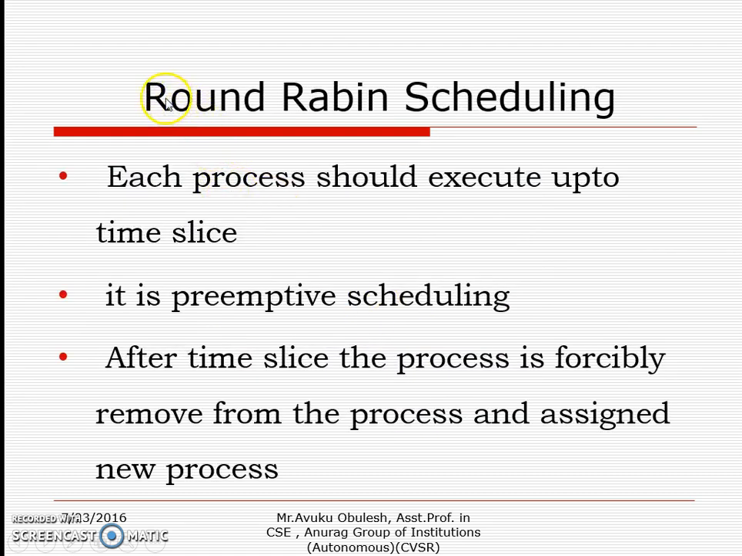The fourth one, very important, is round-robin scheduling. Most of the modern operating systems use the round-robin scheduling algorithm. Here there should be a time slice, meaning each and every process is executed up to a particular time slice only. After that time slice, the process is forcibly removed from the CPU. Then another process will start execution. It is a preemptive scheduling. After the time slice, the process is forcibly removed and assigned to a new process.